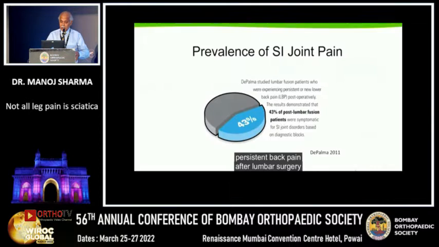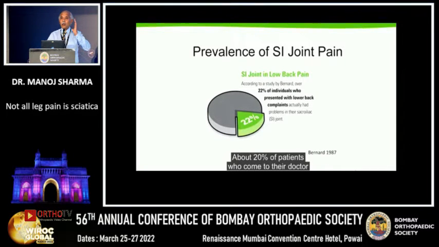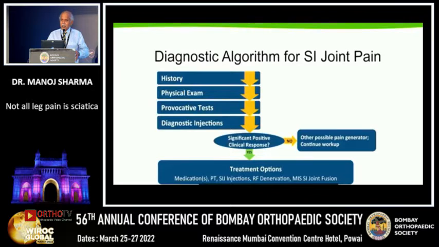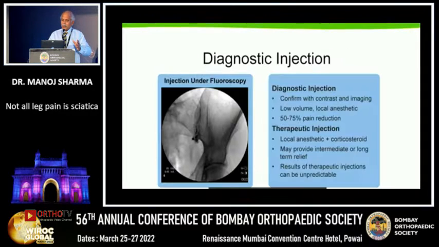Pregnancy, infection. It is as common as 43% in post-lumbar fusion patients and 22% of all backache patients. Underdiagnosed. Symptoms are simple. You've got the back pain, you've got transitional pain. If you are not able to prove anything, the best thing is you go in and give an injection in the SI joint. That will be therapeutic and diagnostic.